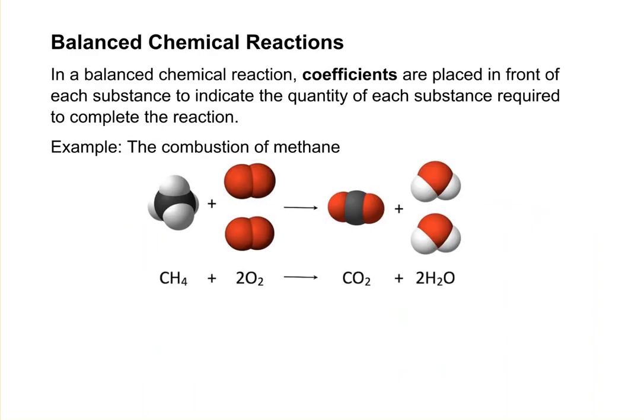Now let's take a look at a properly balanced chemical reaction. In the balanced chemical reaction, we use coefficients. Now coefficients are numbers that are placed in front of each substance to indicate the quantity of each substance required to complete the reaction. Well, all that means is that we're going to place numbers in front of each substance, like for example here and here, in order to make sure that the number of atoms in the reactants is equal to the number of atoms in the products.